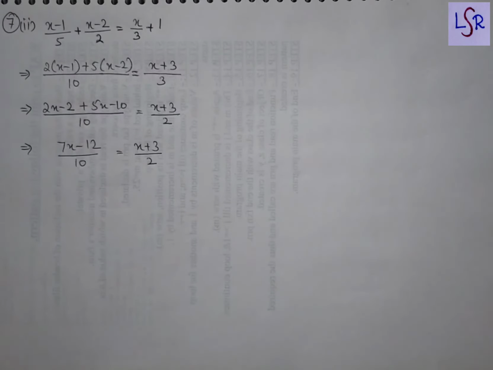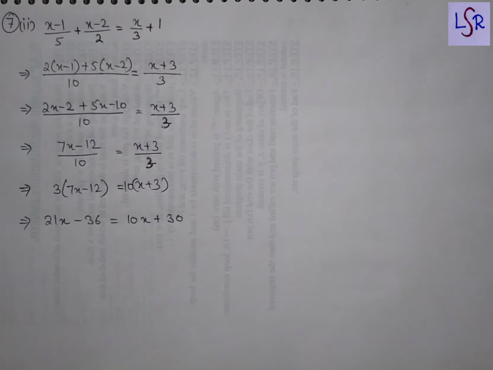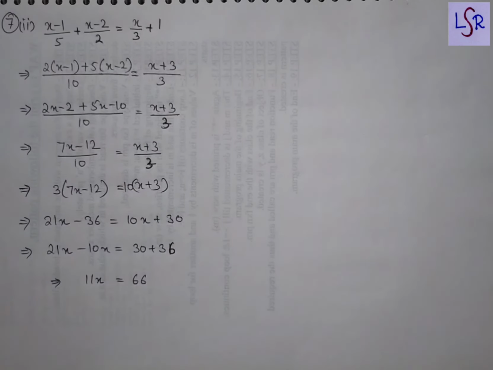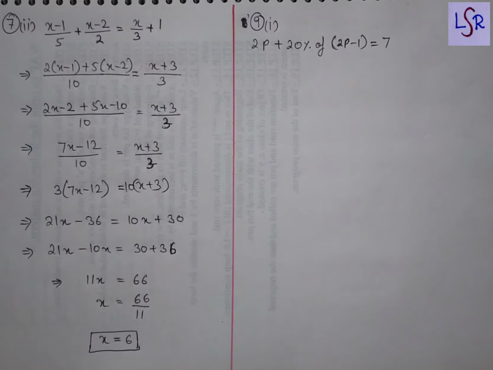Now we are going to do the cross multiplication over here, and after doing so we'll open the brackets. Then again we are going to put all the variables on one of the sides and all the constants on the other, and here we get 11x equals to 66. Now we'll be shifting the 11 on the other side, and we have got x as 6. Now here we get question number 9, first part.